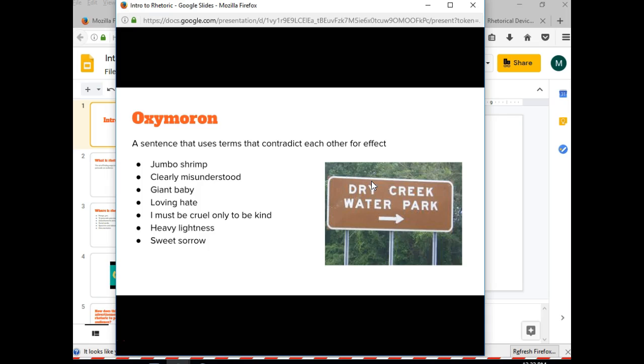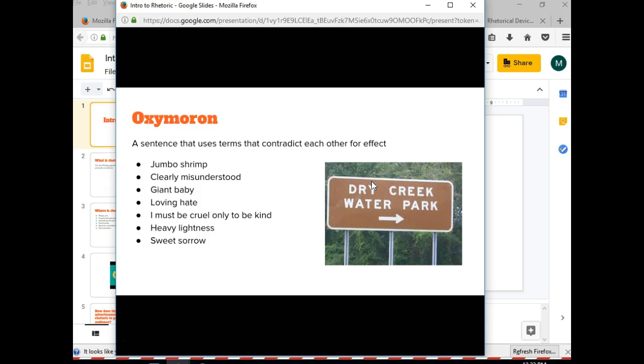Oxymoron. Okay? This is a term coined by Shakespeare. So, oxymoron is when two terms are placed next to each other or in a similar sentence. Two words that contradict each other but make sense. So, if I said jumbo shrimp, you take them apart separately, they don't make sense together. Okay? A shrimp can't be jumbo. Same thing, clearly misunderstood. If you're misunderstood, it can't be clear. But together they make sense.